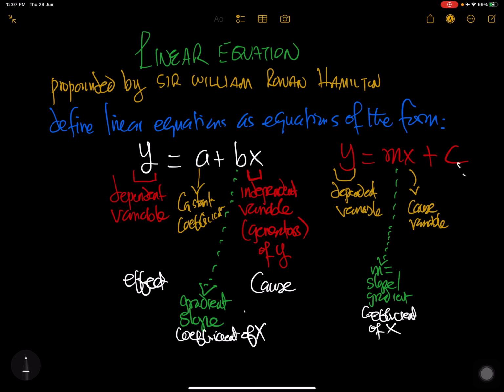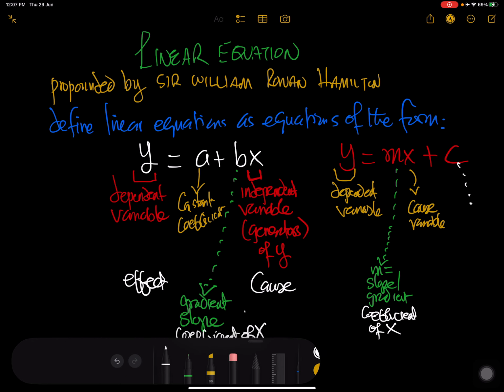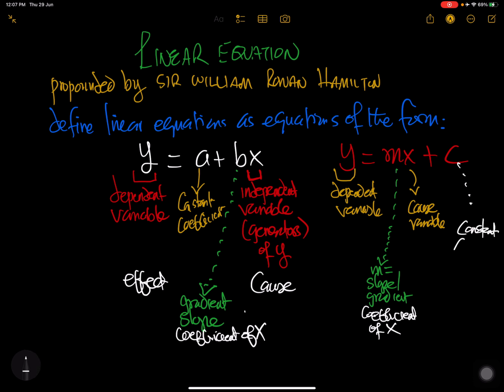And then we also have our c here, also known as the constant. Is also known as the what? The constant coefficient. So now, based on it, we can compute what our gradient and slope is. So we are now going into the determination of a slope.